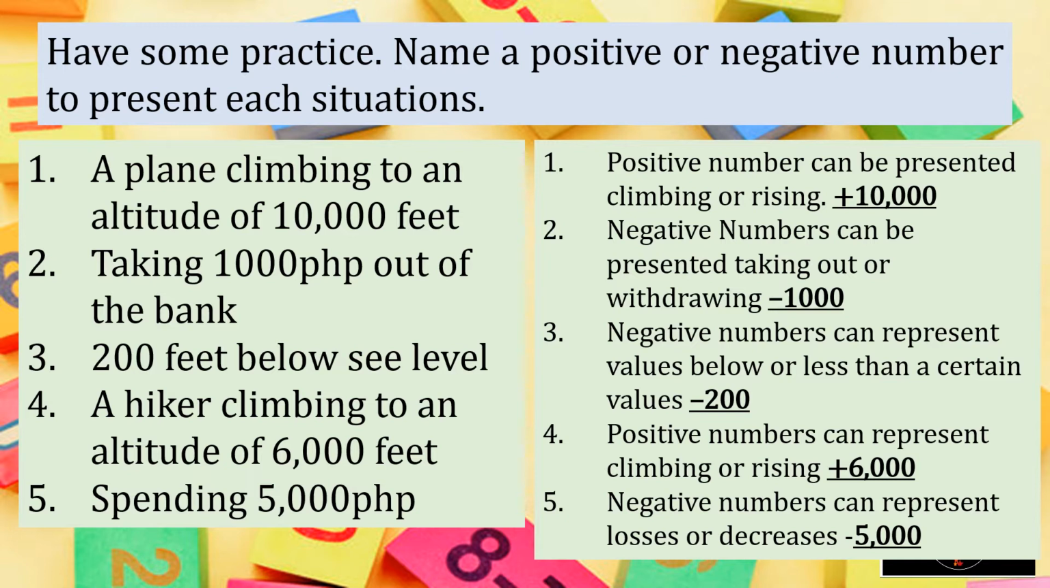Number 3, negative numbers can represent values below or less than a certain value. So, negative 200. Number 4, positive numbers can represent climbing or rising. So, the answer is positive 6,000. And number 5, negative numbers can represent losses or decreases. So, number 5 is negative 5,000.